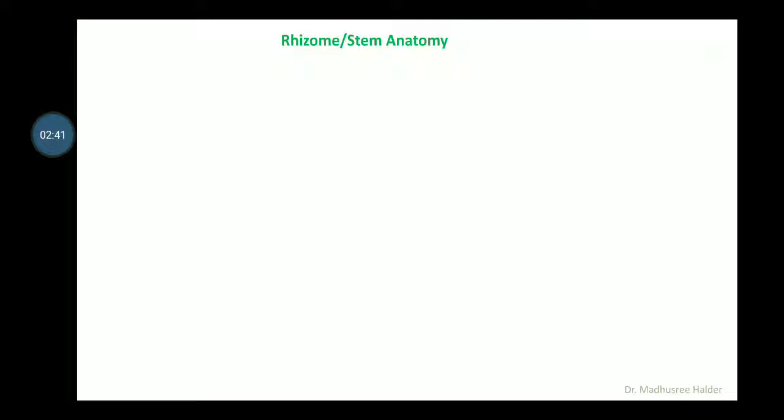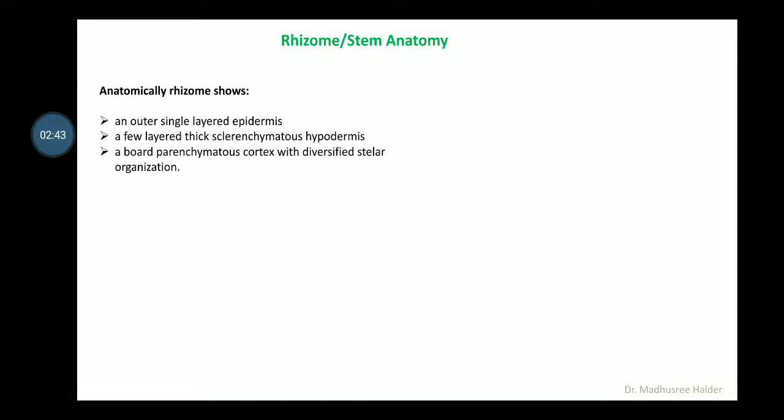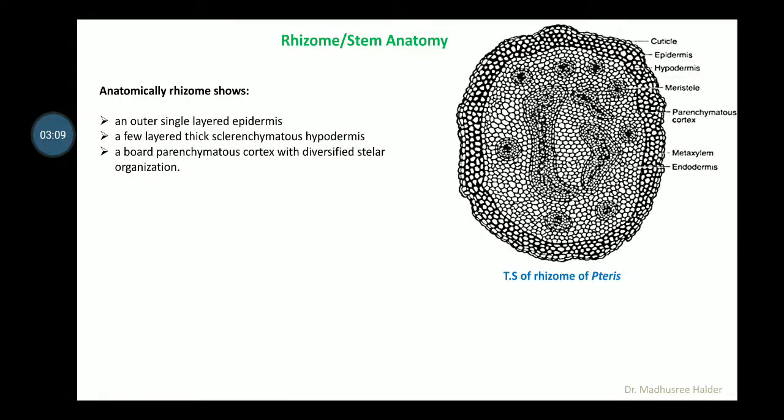Next important thing is the rhizome or stem anatomy. Anatomically, the rhizome shows three different layers. The first layer is the outer epidermis. Next, the second layer is a few layered thick sclerenchymatous hypodermis, and the innermost layer is the broad parenchymatous cortex with diversified stellar organization.